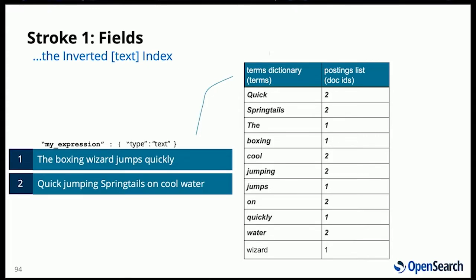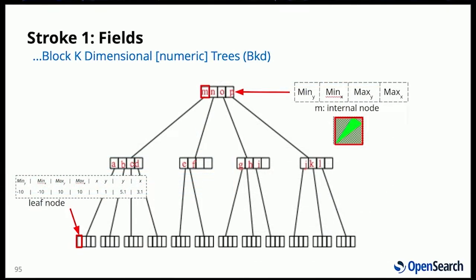Contrast this with a new data structure that we introduced in Lucene 5, which is a block k-dimensional tree structure. It's the first tree structure we finally brought to Lucene. Prior to BKD tree, numerics were all stored inside the inverted index. And we did all this ridiculous bit twiddling logic to try to get numerics to operate in a data structure that was designed for text.